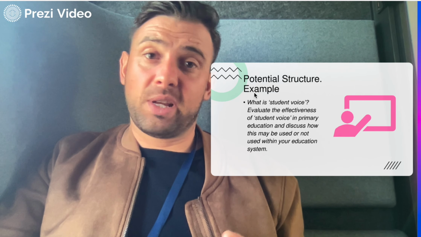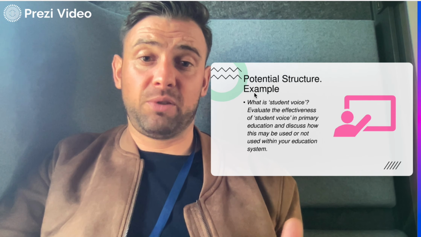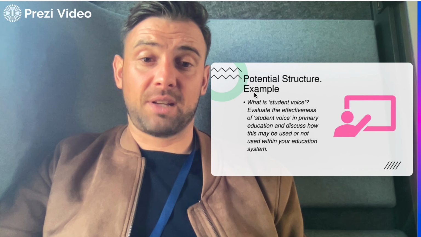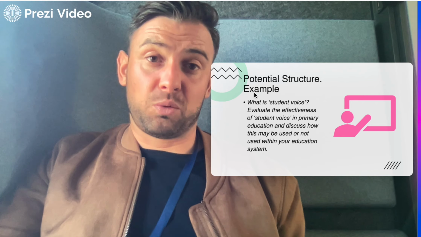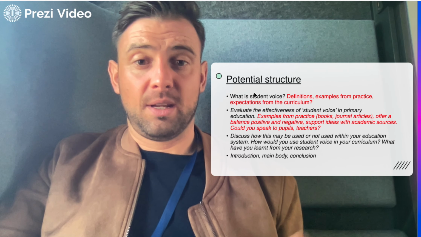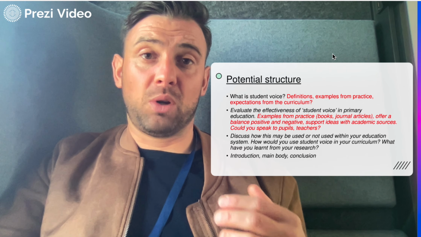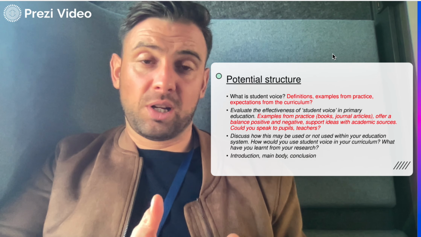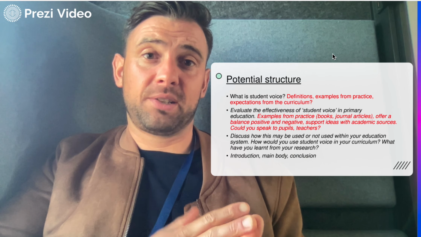Okay, we're going to go through this in sessions. I'm going to briefly go over this. So for example, if you chose what is student voice, evaluate the effectiveness of student voice in primary education to discuss how this may be used or not used within the education system. So a potential structure to this would be, you'd start with, you need some definitions. So you need to support, even though this is a group presentation, even though this is a vodcast, you have to engage with academic sources: books, journal articles, book chapters, academic sources, not Mumsnet, not web sources, not blogs. You could start there, but don't quote them, okay? We'll talk about this in sessions.